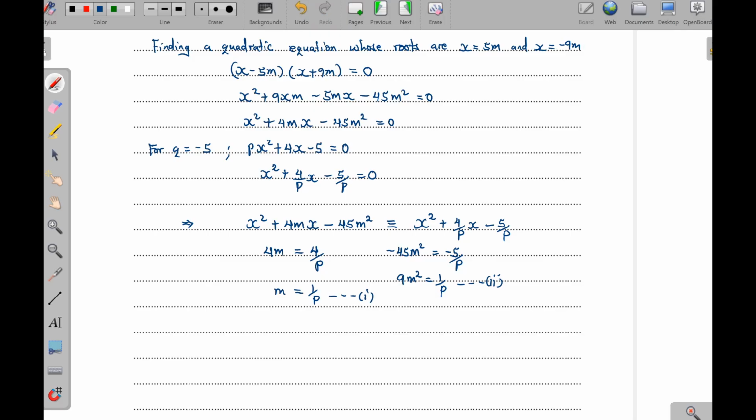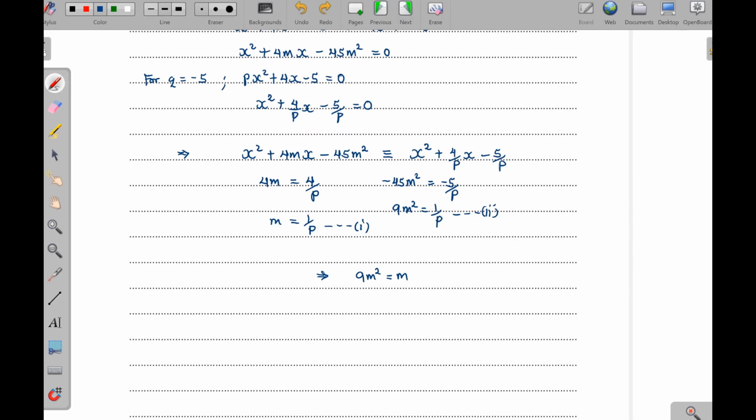This is the first one. Now, 1 over p is equal to m. So that means 9m squared is equal to m. Okay, bring this one this side. Then you will have 9m squared minus m is equal to 0. So you have m and then 9m minus 1 is equal to 0. So that means from here, m is equal to 1 over 9.